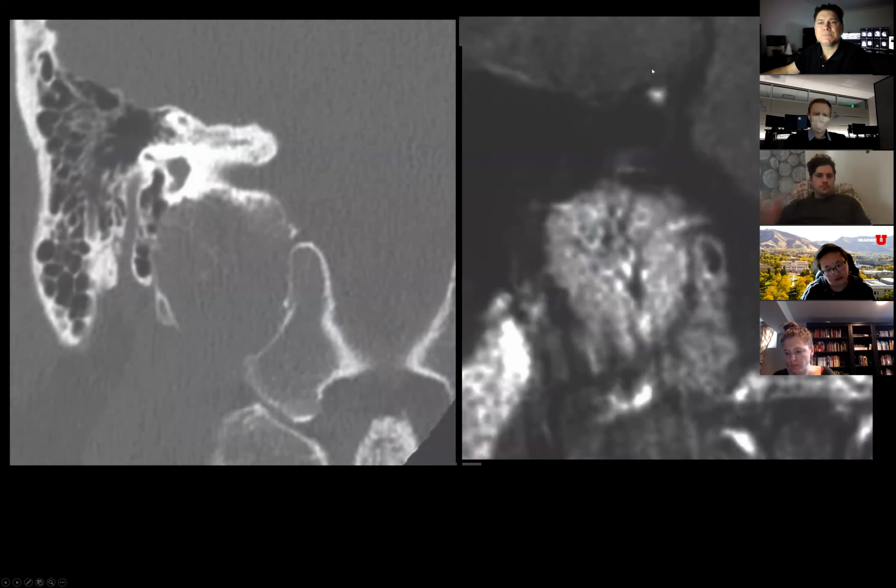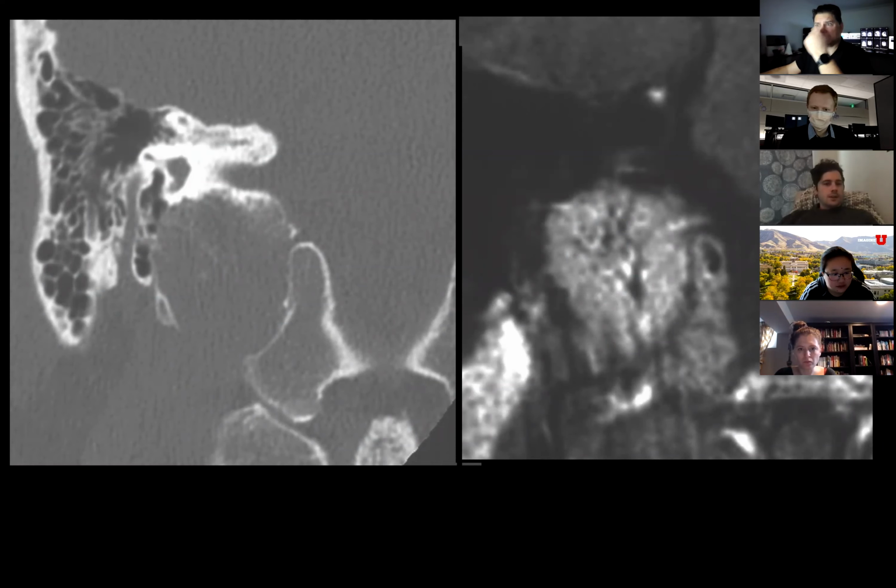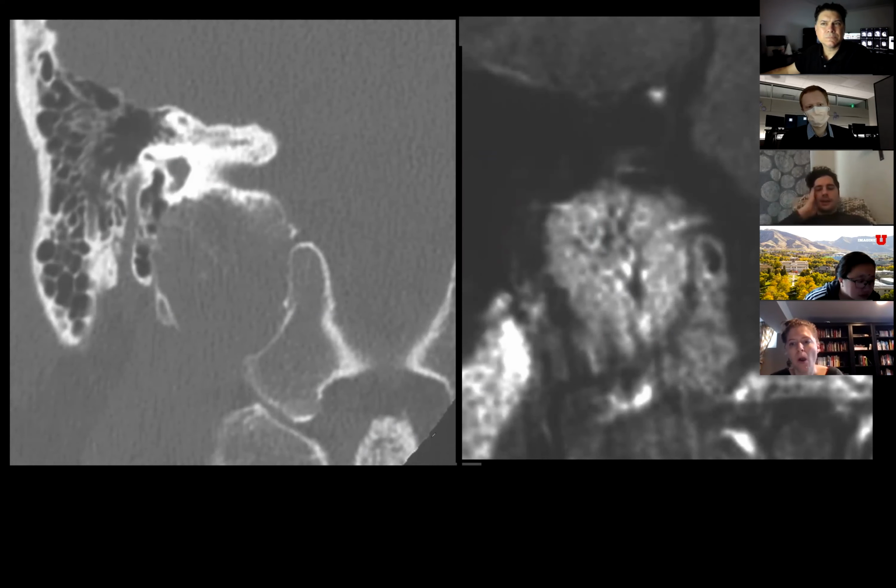Ready. Left-hand side of the screen, we have a CT of the temporal bone, coronal. And on the right, we have an MR. I'm not sure what sequence. Looks like post-contrast. Yep. So there is a mass kind of centered in it. I think it is in the clinoid.